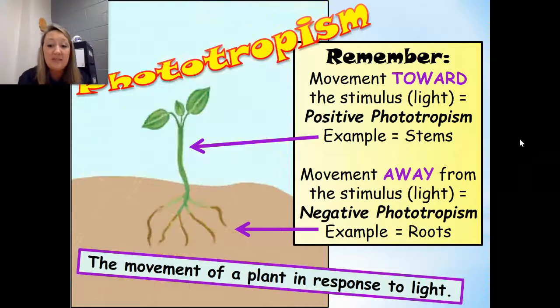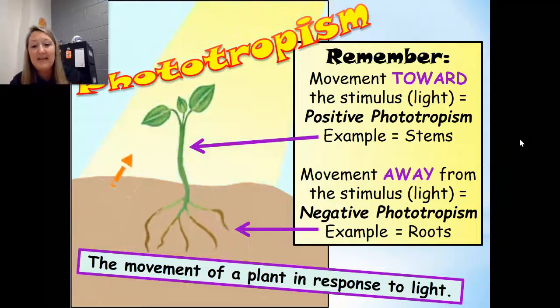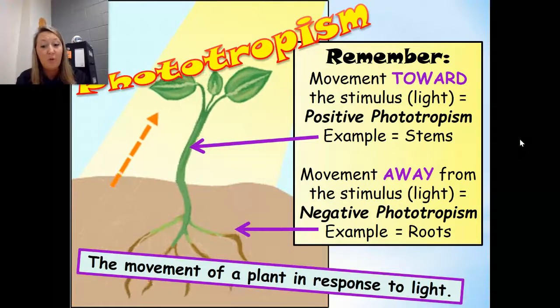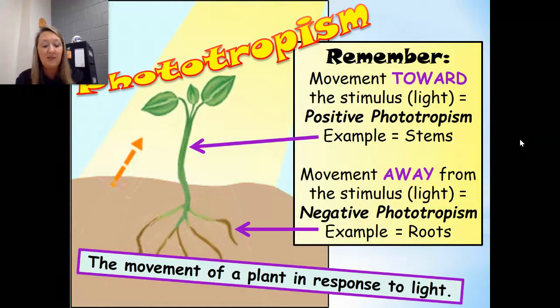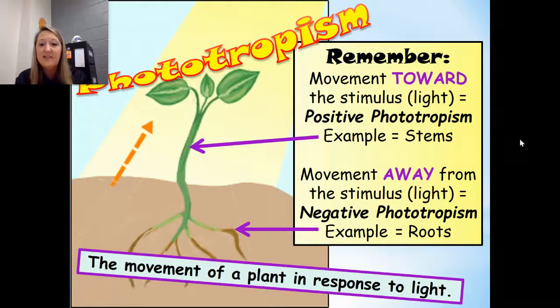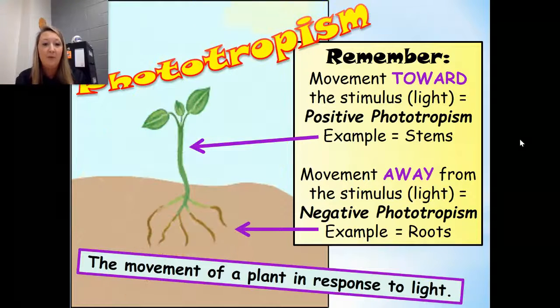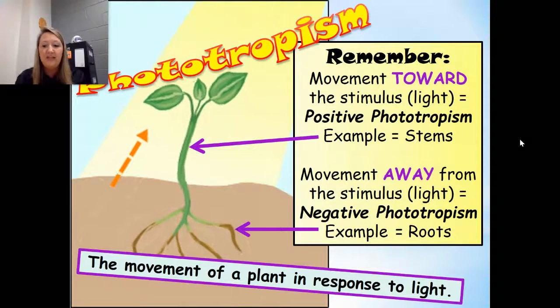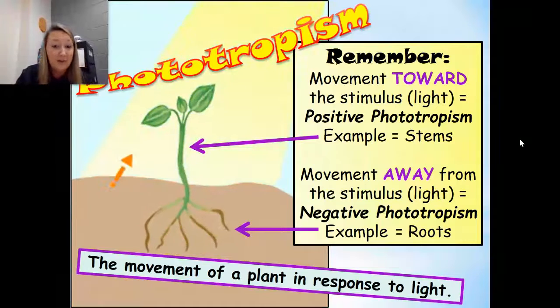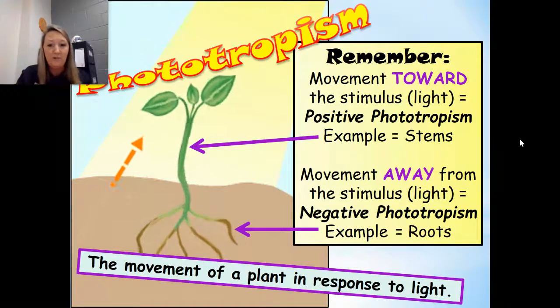Movement away from stimulus or away from the light, in this case of phototropism, is negative phototropism. Roots always grow away from the light, right? They're seeking out water, and water is usually deeper underground, so they grow away from that stimulus, away from the light. Remember, phototropism is a movement of a plant in response to light in their environment, either positive, growing towards the light, or negative, growing away from the light.